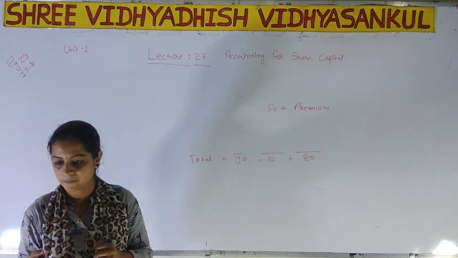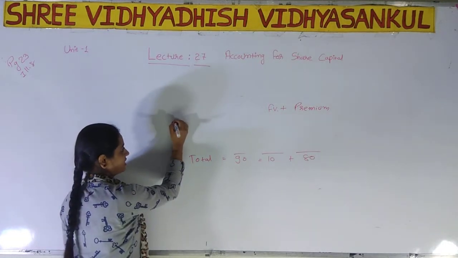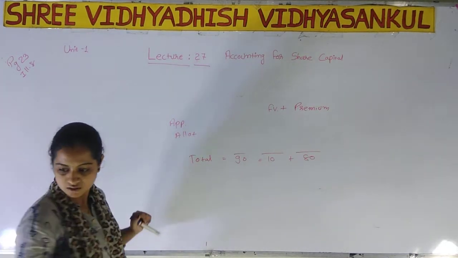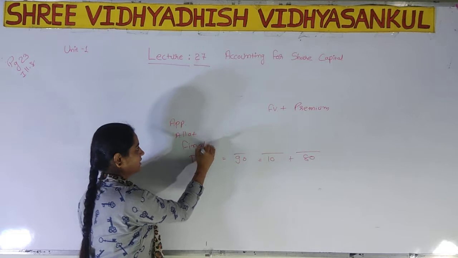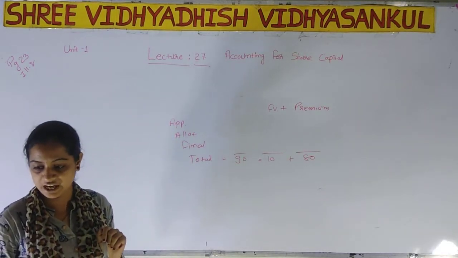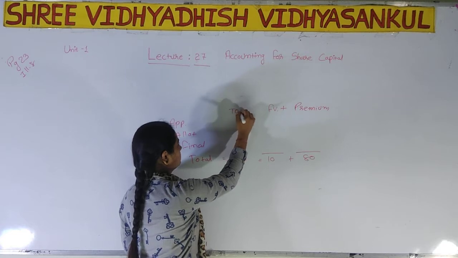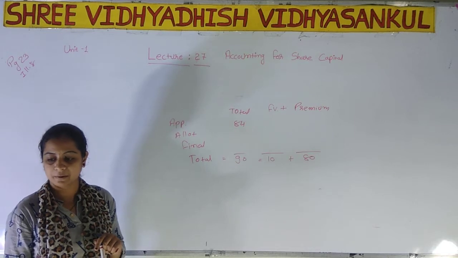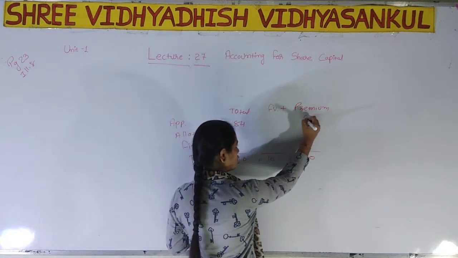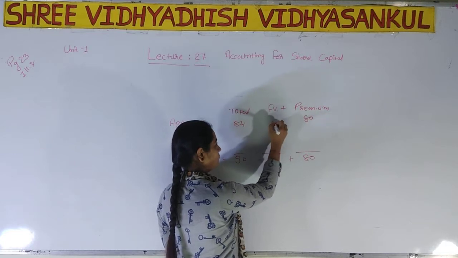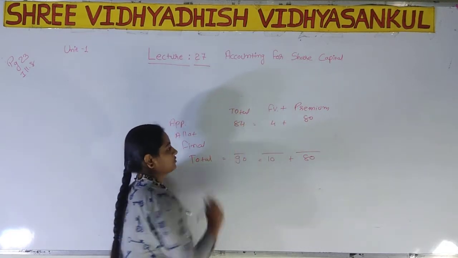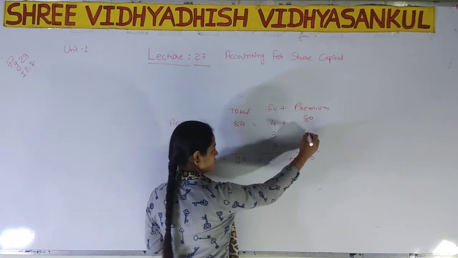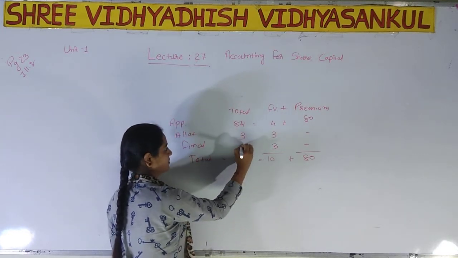There is total 3 installment. That means application, allotment and final call. Right? On application we have demanded total 84 rupees. Out of 84, including premium of 80 per share. So we have demanded the full amount of premium with application. So total we have demanded 84. Then we have demanded 3 rupees and 3 rupees. So this is how 10 and 3 plus 3.